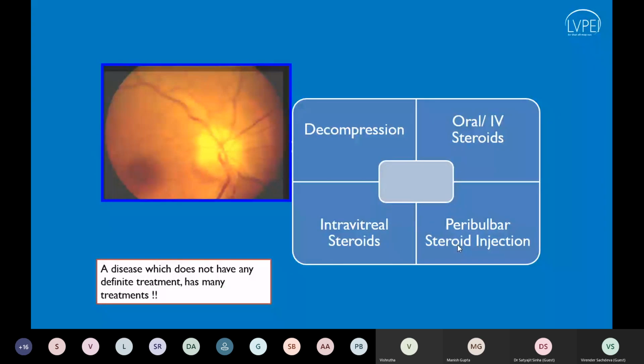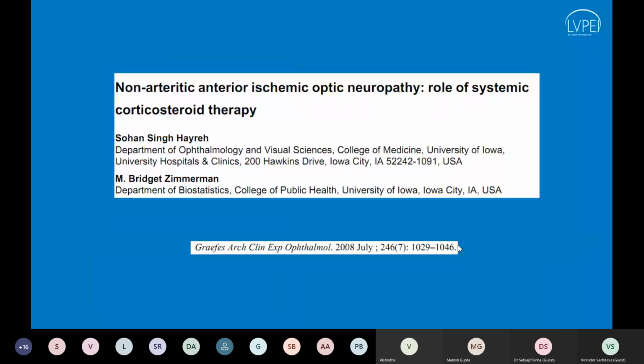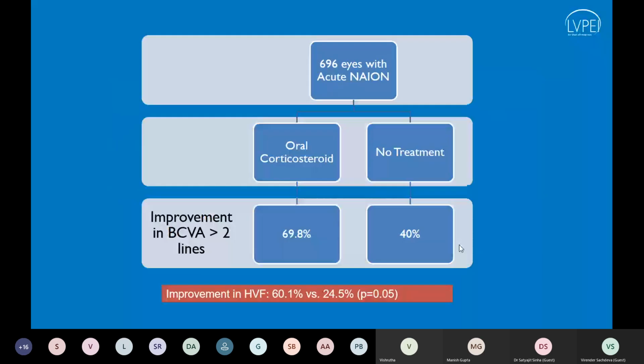So the landmark treatments have been the steroids. This is a study by Dr. Sohan Singh Hayreh, which is the basis of doing this treatment. And in a large study, he showed that when the patients were treated with oral corticosteroids, there was improvement in best-corrected visual acuity by more than two lines in 70%, versus no treatment, where patients had only a 40% chance of improvement. Similarly, there was improvement in visual fields. So this study formed the basis of the treatment with steroids.